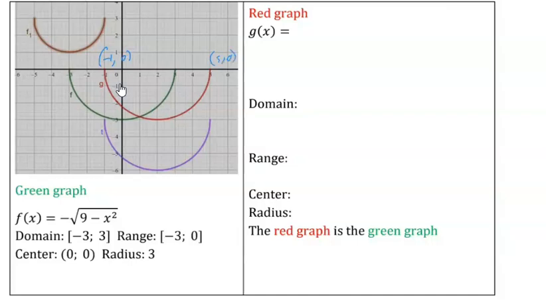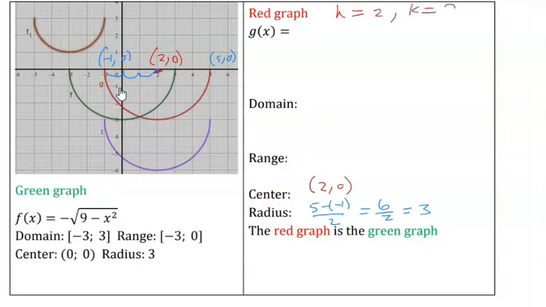So if I look at the radius, I will get (5 minus -1) divided by 2, that gives me 6 over 2, that gives me 3. So I've got a radius of 3. The center, if I now add 1, 2, 3, then I get to that point there, and I'm going to use red. So x is 2 and y is 0. So my center is (2, 0). So that means that my h is 2 and my k is equal to 0. I can now write down the formula.